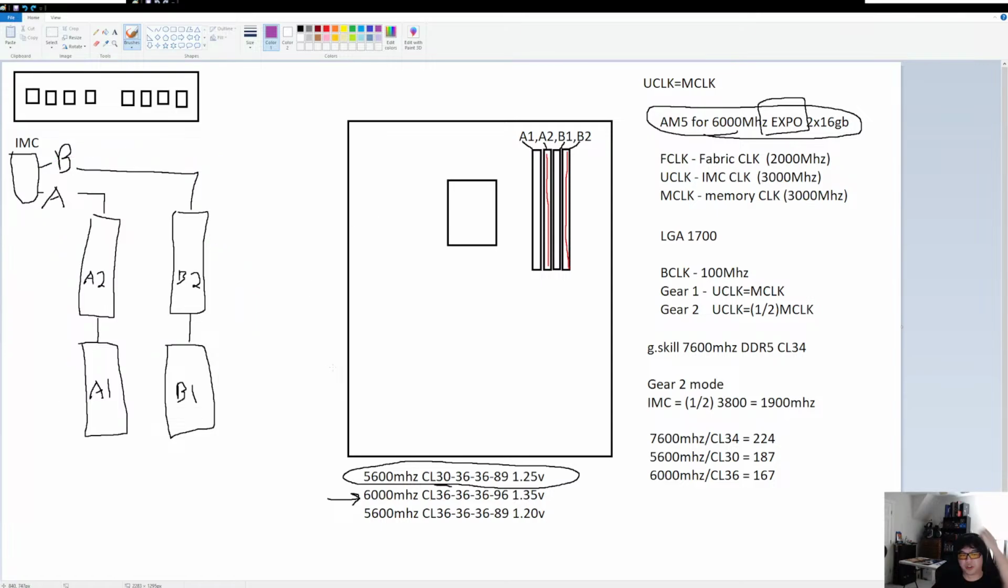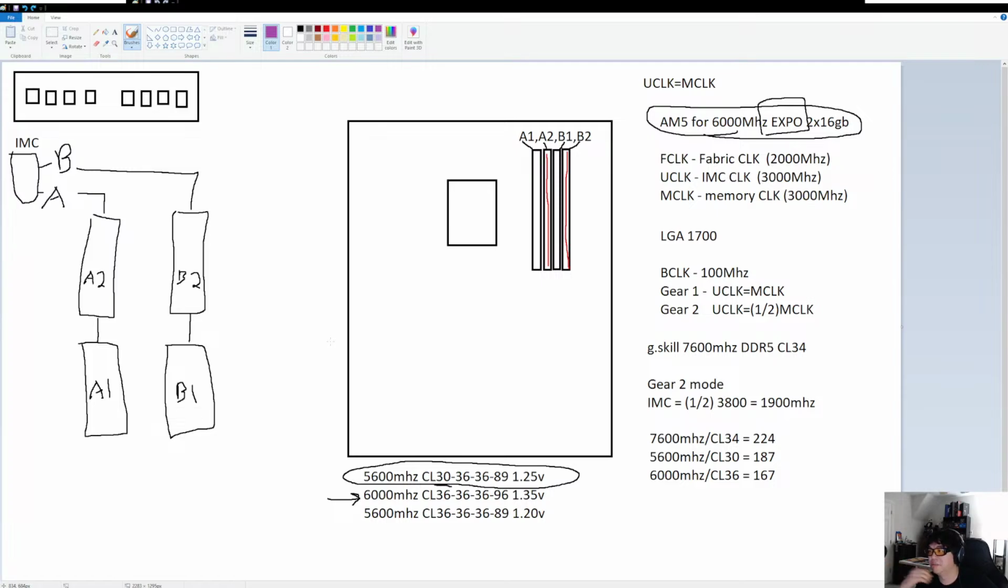Okay, so I'm trying to think, was there anything else that I wanted to mention? So we talked about Gear 1, Gear 2, the U-clock equals mem-clock ratio. We gave some examples. I don't know if there's anybody still watching, I know we've lost most of the viewers, but if anyone has been able to run DDR5 in Gear 1 mode on Intel, like at all, because that is something that I have not been able to do myself.